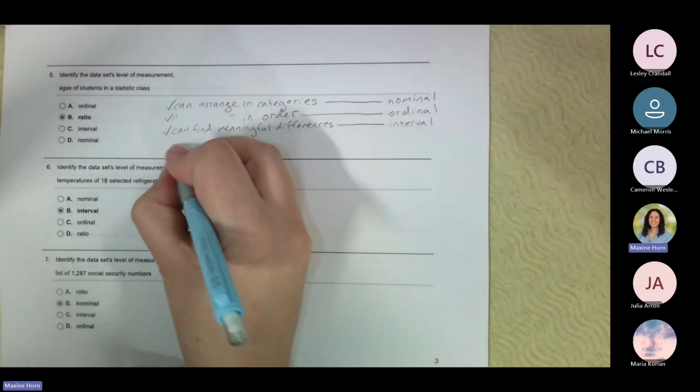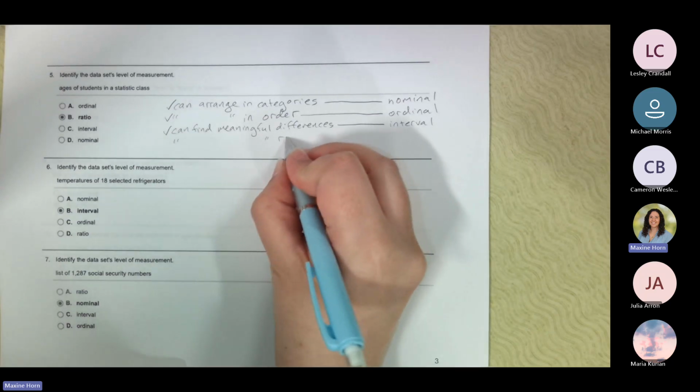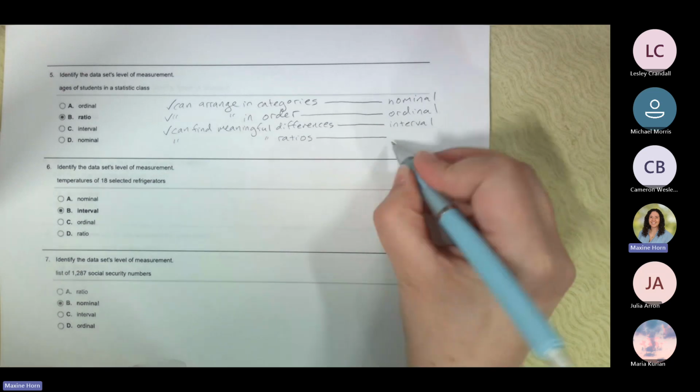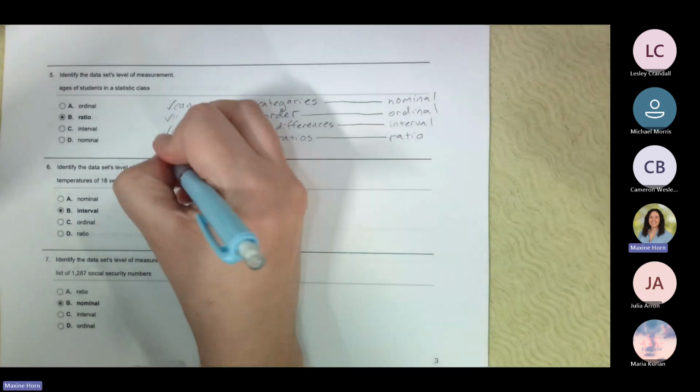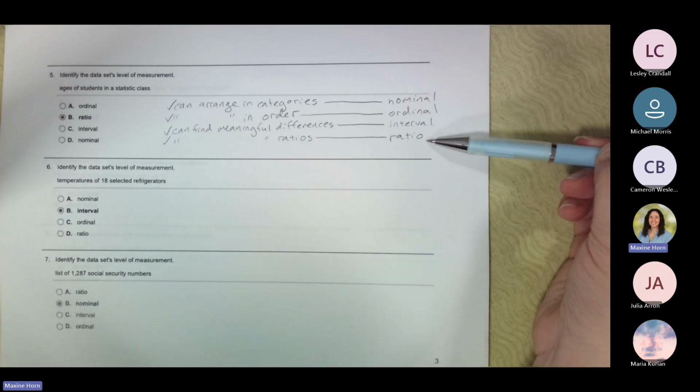And then the last one is, can we find meaningful ratios? Which is ratio. And yes, we can say somebody is twice as old as somebody else, right? So that's the thought process you're going to go through as you do these. You're going to start with the lowest level and work your way up.